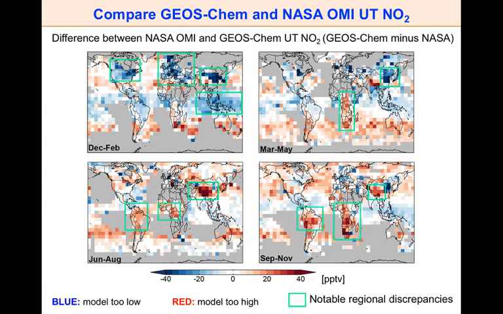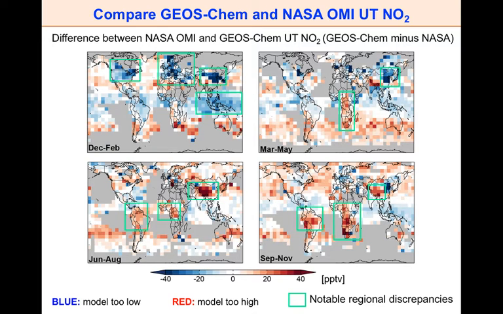Where we see blue, the model is low. Where we see red, the model is high relative to this NASA product. I've highlighted some spatial discrepancies that show up. In the northern mid-latitudes in winter, the model's lower than the observations, and over tropical continents, so in Africa and South America, the model tends to be too high.